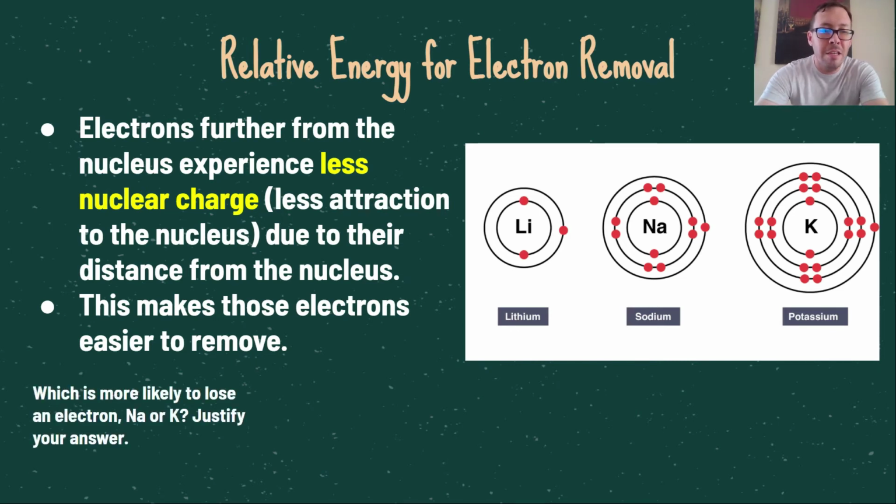So let's think about this. Which is more likely to lose an electron, sodium or potassium? And justify your answer. Well, if I look at the electron structure of sodium and potassium, both of them have very similar electron configurations in that they have one electron in their outermost s orbital. But we have to think in terms of Coulomb's law. The potassium lone electron in the s orbital is further away from the nucleus than sodium's lone electron is.